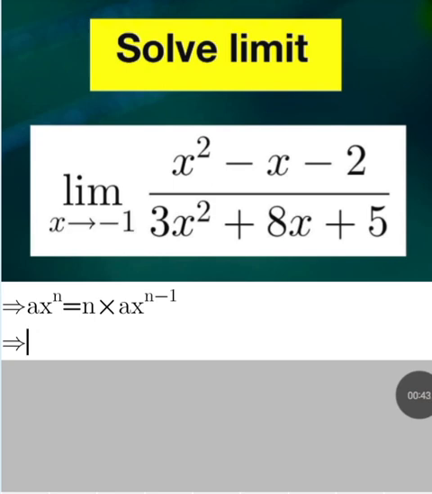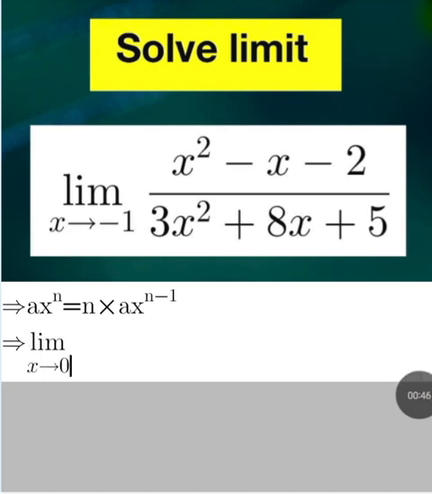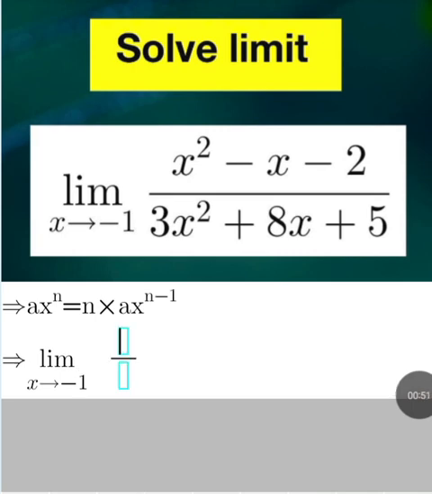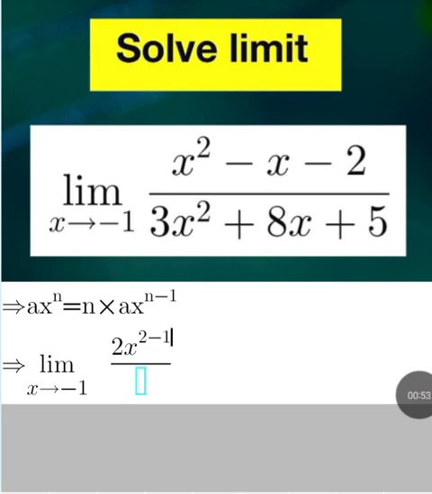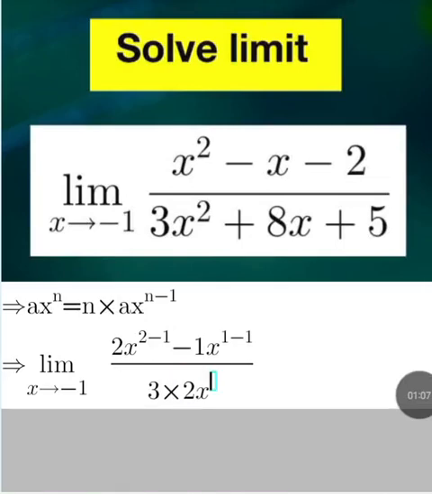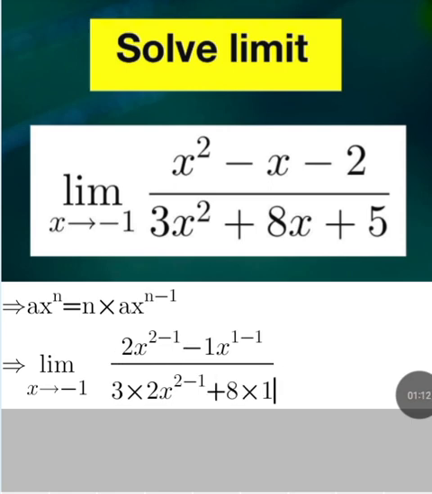So right after doing that, what we are going to do next is we're going to write this limit as x tends to -1. Then we have 2x to the power of 2 minus 1, minus 1 times x to the power of 1 minus 1, divided by 3 times 2x to the power of 2 minus 1, plus 8 times x to the power of 1 minus 1.